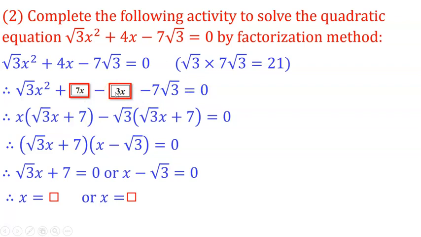3 can be written as root 3 into root 3. Take root 3 as a common, minus root 3 as a common, then in bracket you will get a minus root 3 in bracket root 3x plus 7 bracket complete is equals to 0. Now the next root 3x plus 7, remaining terms in this are x minus root 3 bracket complete is equals to 0. Next root 3x plus 7 is equals to 0 or x minus root 3 is equals to 0.